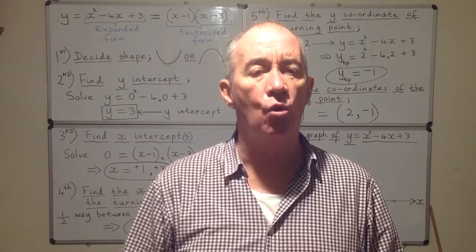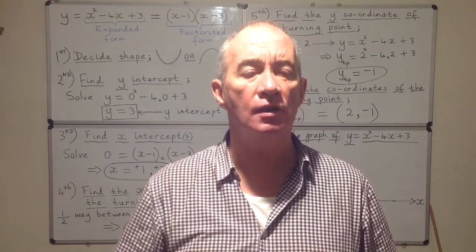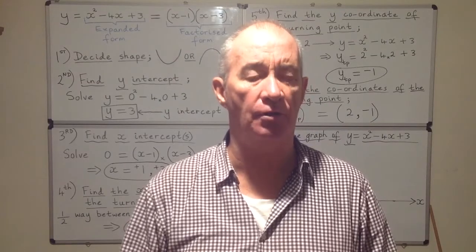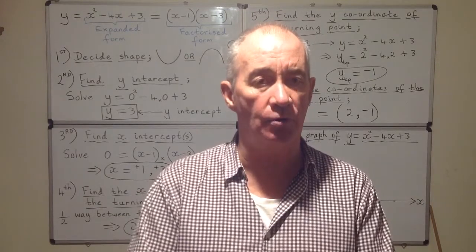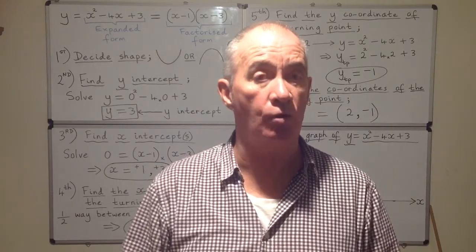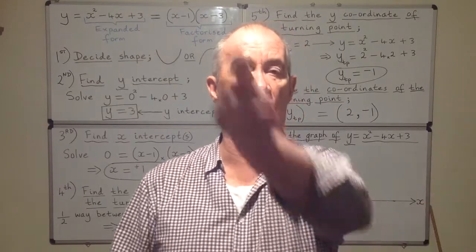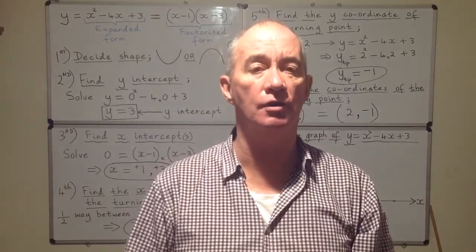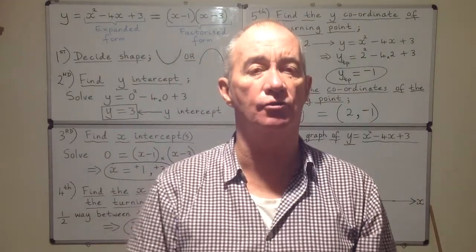Now, in order to draw an accurate graph of a quadratic equation, there are 4 things you need to know about the graph. The first thing is you need to know the general shape of the graph. And remember, with quadratic equations there are only 2 possible general shapes: an upright parabola, smiley face curve, or an inverted parabola, a sad face curve. So that's the first thing.